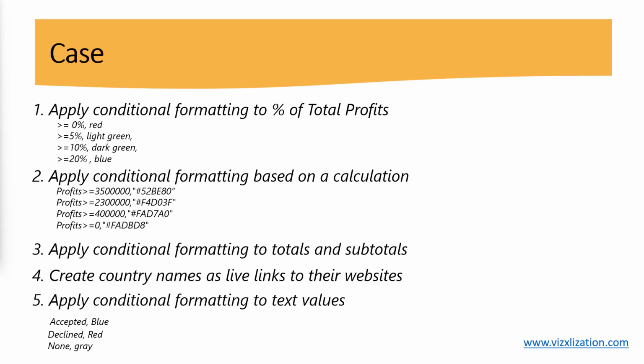So now guys, we have a question for each point that we just described. First question here is apply conditional formatting to percentage of total profits. And here are the conditions, right? If it's greater or equal to 0%, it should be red. If it's greater or equal to 5%, it should be light green. If it's greater or equal to 10%, it should be dark green. And finally, if it's greater or equal to 20%, it should be blue. So please keep this in mind, guys, because we're going to be solving those questions, okay?